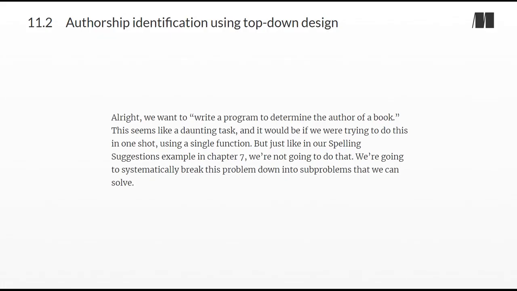This seems like a daunting task, and it would be if we were trying to do this in one shot, using a single function. But just like in our spelling suggestions example in Chapter 7, we're not going to do that. We're going to systematically break this problem down into sub-problems that we can solve.